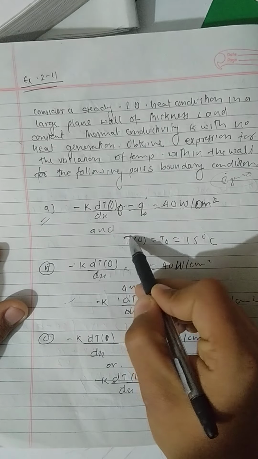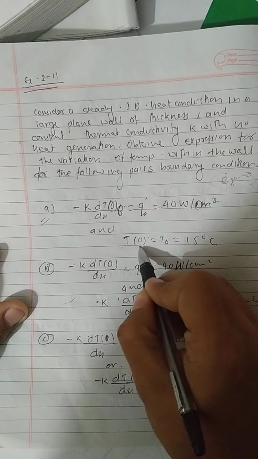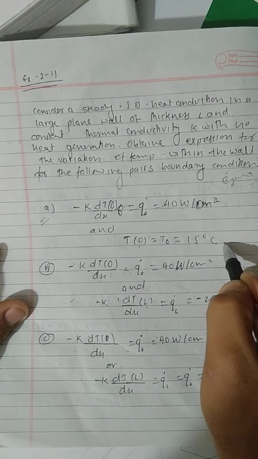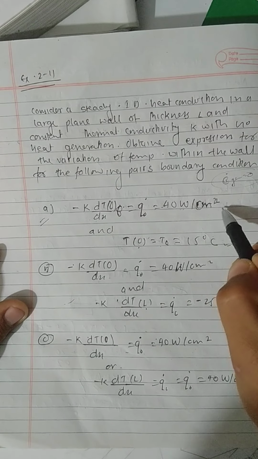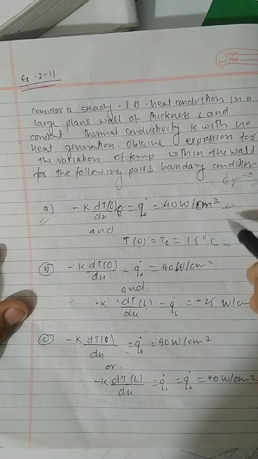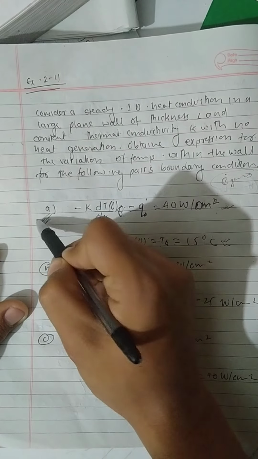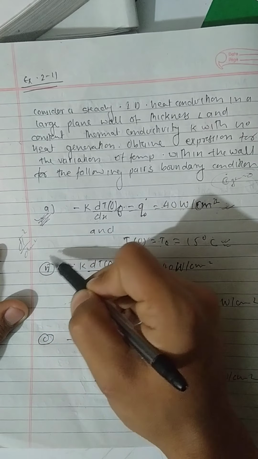Another is a temperature boundary condition, again given at x equal to 0, that is T naught equal to 15 degrees Celsius. So at x equal to 0, the heat flux is given and the temperature is given. For this section we will find out d square T by dx square and other things.